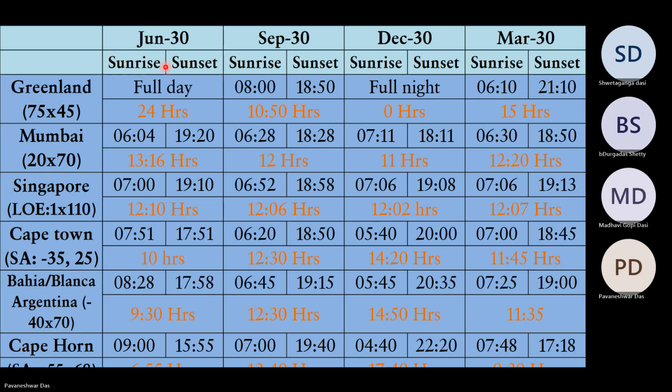In Mumbai, in June, 13 hours 16 minutes. In October, 12 hours. In December, 11 hours. In March, 12 hours 20 minutes. Singapore, always 12 hours. Daytime 12 hours, nighttime 12 hours, throughout the year, does not matter when we are.